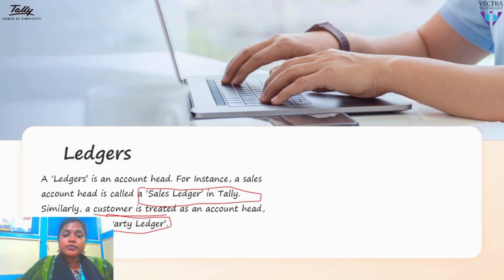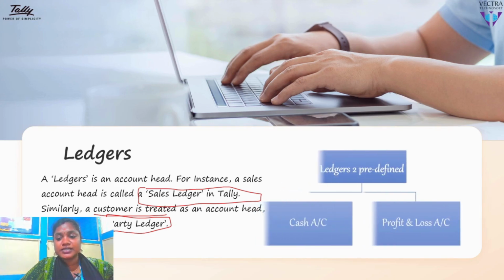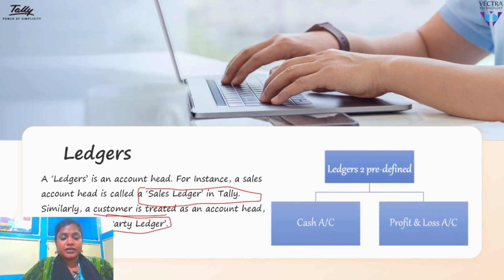The ledgers in the books of accounts affect assets, liabilities, income or expenses. For a newly created company, there are 2 predefined ledgers. So there are 28 predefined groups in Tally and 2 predefined ledgers, such as Cash and Profit & Loss. So now let's see how to view the predefined ledgers in Tally.